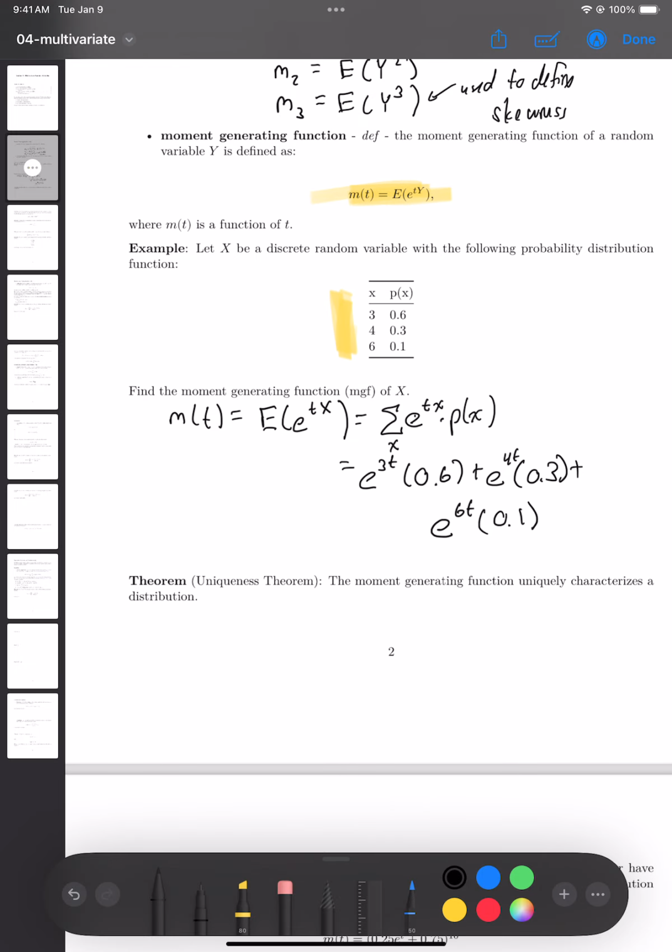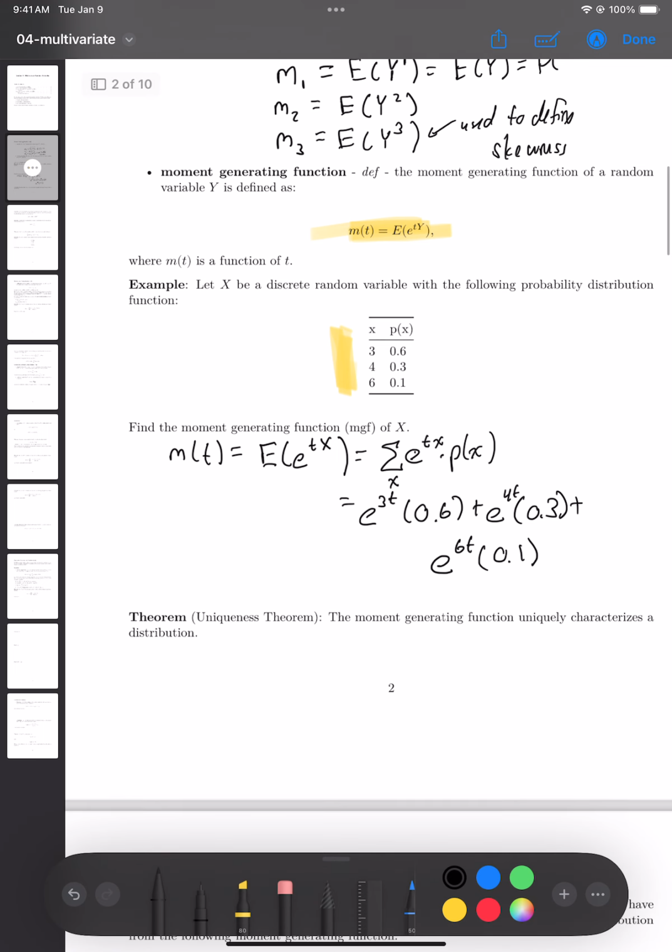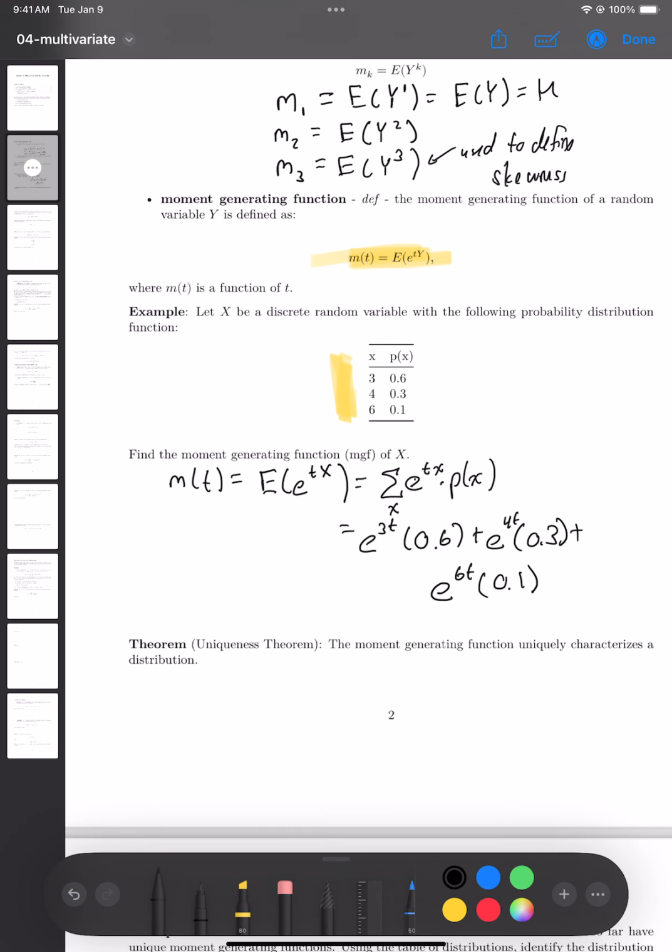A theorem that we are going to make use of, which I will just mention briefly here, is that the moment generating function uniquely characterizes a distribution. What that means is that for the example that we just wrote up here, no other probability distribution can have this particular moment generating function aside from the one in this table. It's impossible for any other distribution to have this particular moment generating function because they are unique.